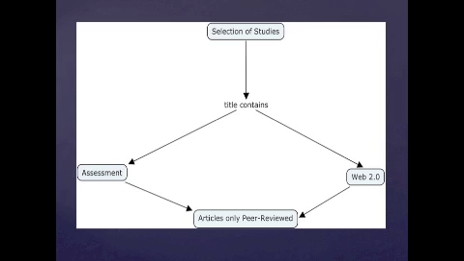Methods. To select studies for this research, journals had to meet three criteria. Firstly, they had to include the word assessment in the title. Secondly, the word Web 2.0 also needed to be included in the title. Thirdly, the journals were only considered if they were peer-reviewed journals.